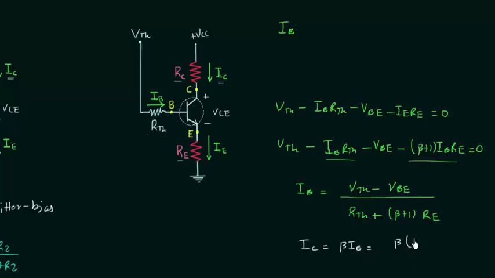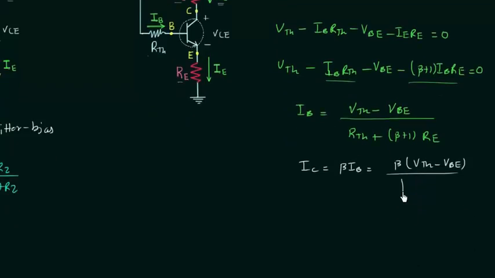So IC is equal to beta times VTH minus VBE divided by RTH plus beta plus 1 times RE. So you can see in the expression of collector current, in place of VCC we have VTH, and in place of RB we have RTH, and the remaining things are similar to the emitter bias configuration. And you already know the condition to make IC independent of beta. If Thevenin's resistance RTH is smaller than beta plus 1 times RE, if we have this condition, then the current IC is independent of beta, because beta will cancel out from numerator and denominator, and the expression will not have beta value.